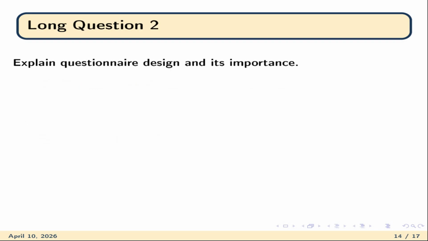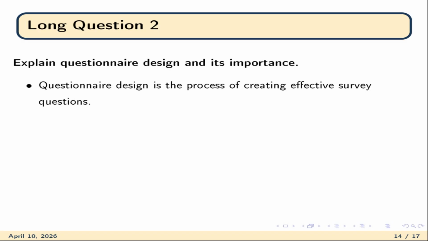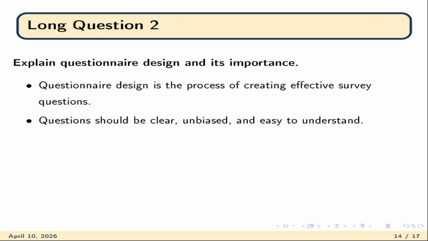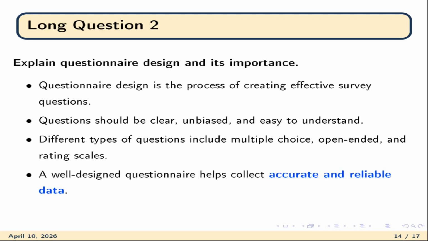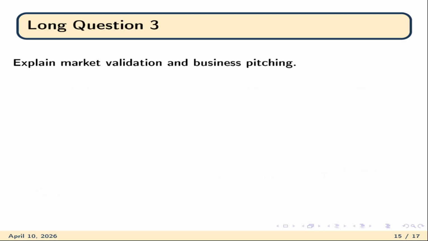Explain questionnaire design and its importance. Questionnaire design is the process of creating effective survey questions. Questions should be clear, unbiased, and easy to understand. Different types of questions include multiple choice, open-ended, and rating scales. A well-designed questionnaire helps collect accurate and reliable data.